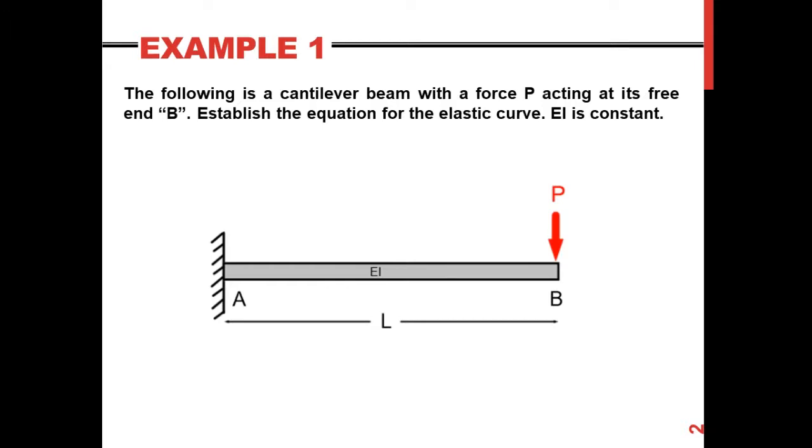So in this example one, we have this force P acting at a distance of L along the cantilever. You have to establish the equation for the elastic curve. We have the EI, which is the flexural rigidity, E is the elastic modulus, and I is the moment of inertia. We have it as constant along the beam; I'm not changing the cross section, and I'm using the same material, so it is a constant.